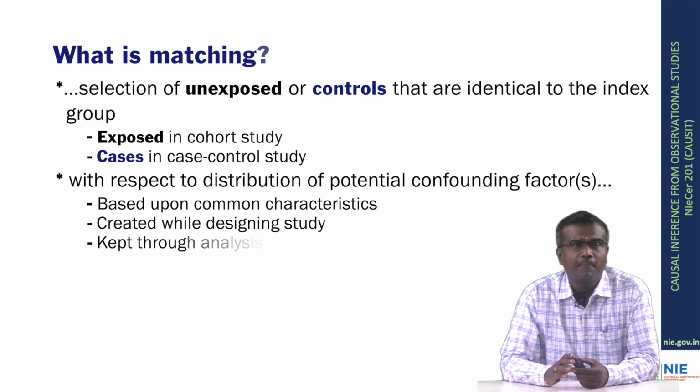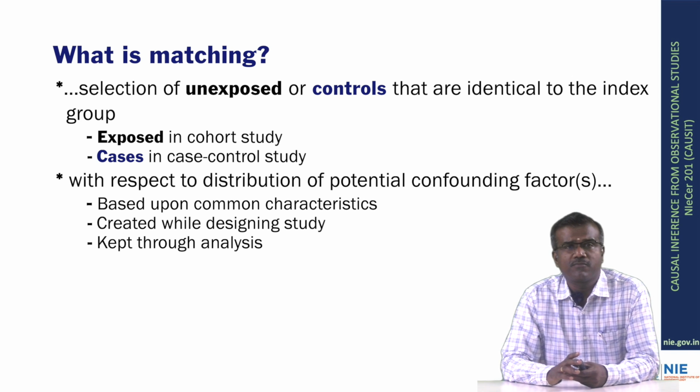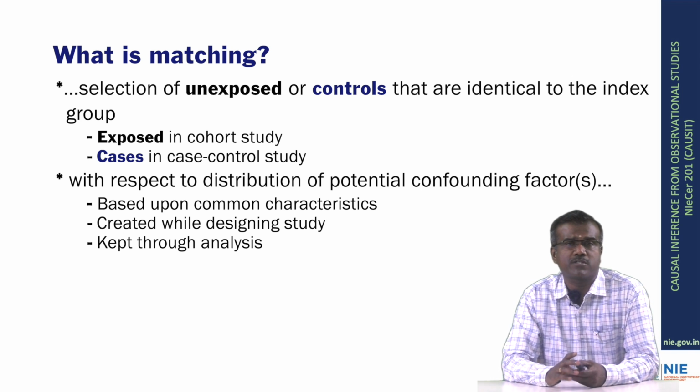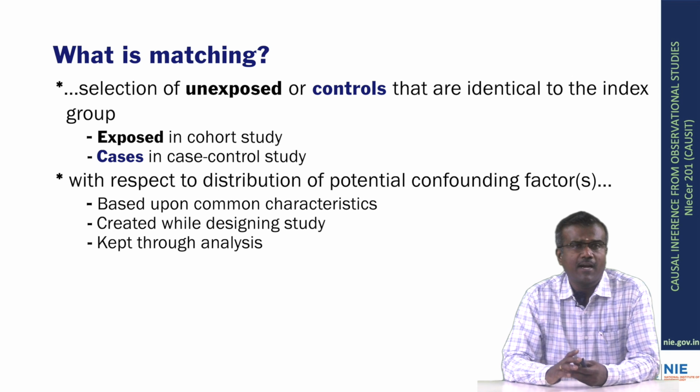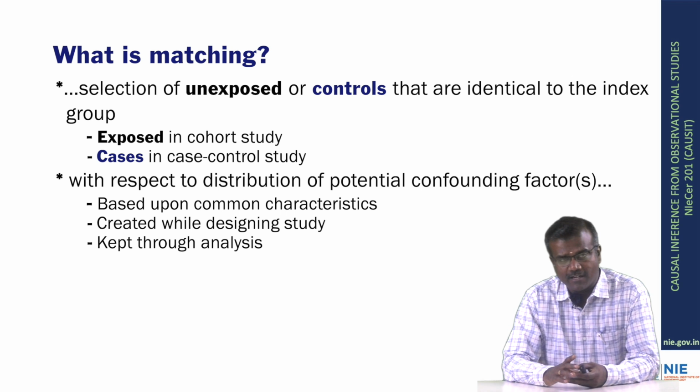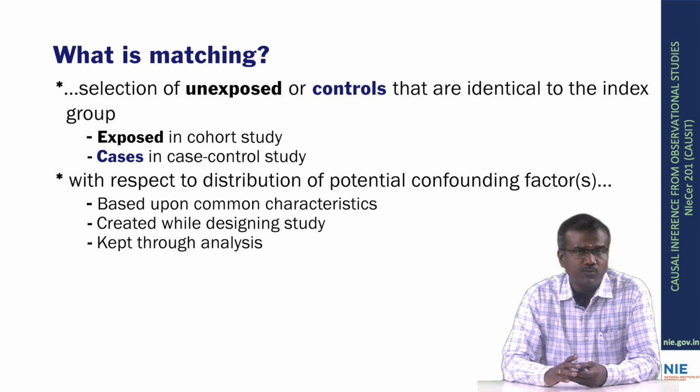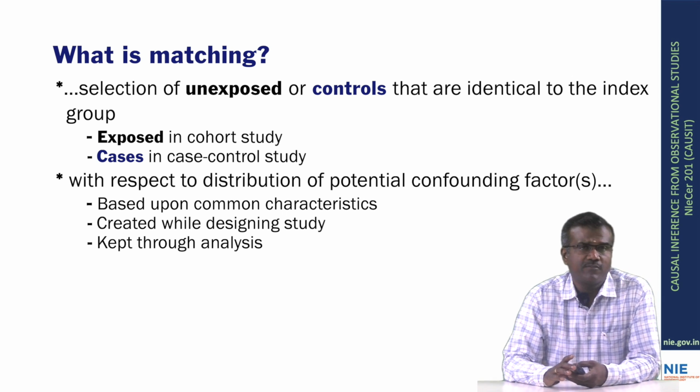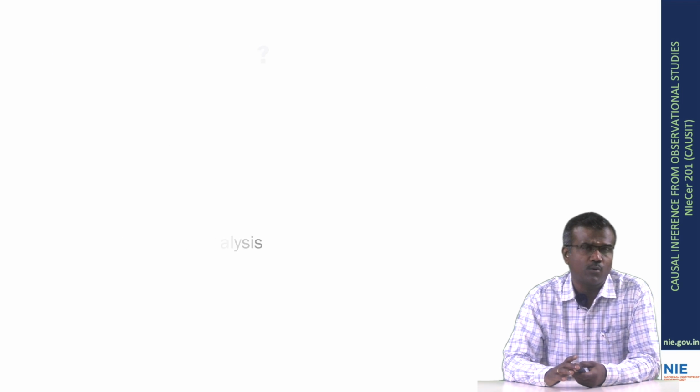What is matching? Matching is a process of selection of unexposed or controls that are identical to the index group, in terms of either exposed in a cohort study or cases in a case control study, with respect to distribution of potential confounding factors. This is based on some common characteristics and it is created while designing the study and it has to be kept throughout the analysis.